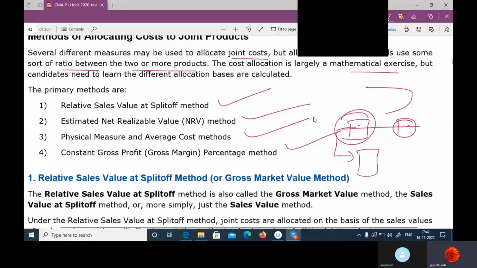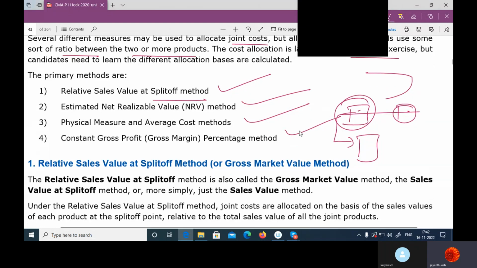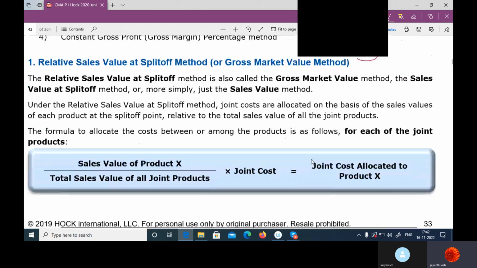So let's see the first method, which is relative sales value at split off method. Split off point is the point where the two products get split from the same process, correct? Yes, sir. So now we'll see what this relative sales value at split off method is all about. It is also called gross market value method, or the sales value at split off method, or more simply just sales value method.